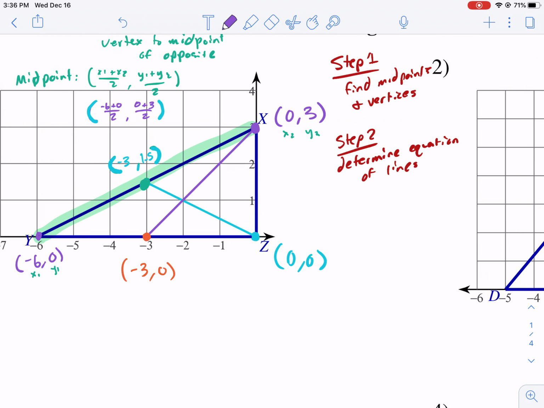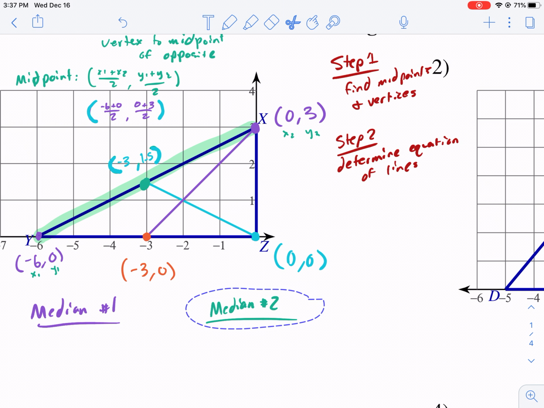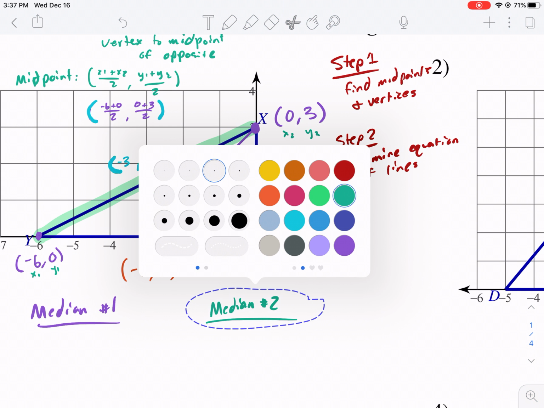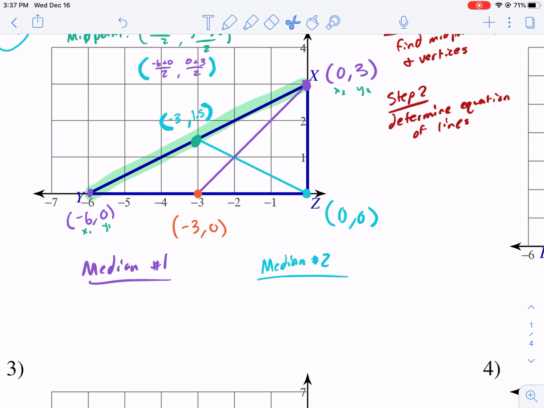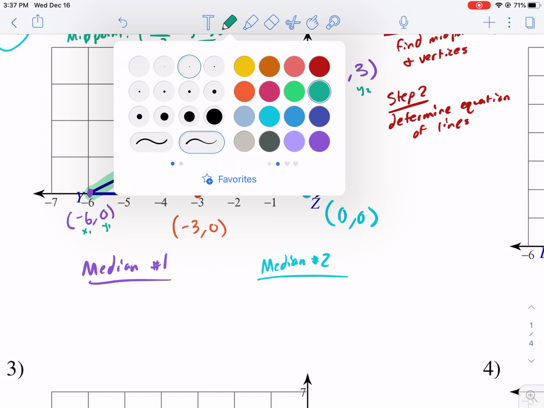Equation of lines. So we have to find the equation of both the purple and the blue. We'll call it median number 1, and we'll come up with that equation. And then median number 2. I should change this to blue. I personally think that point slope form is way easier. So I'll show you one in point slope and one in slope intercept form, but it's going to be the same thing. All right, let's start with purple.